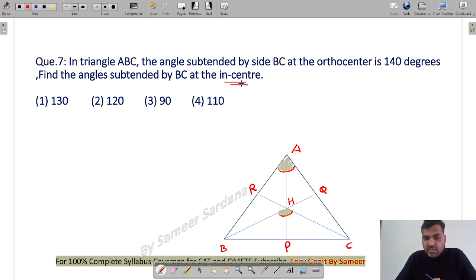Again, a very important question, guys. There is a property that I want all of you to know: the angle made at the incenter of a triangle is 90 degrees plus A by 2. Doing the proof of it at this point is not possible, right?